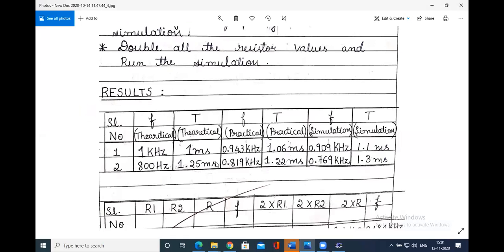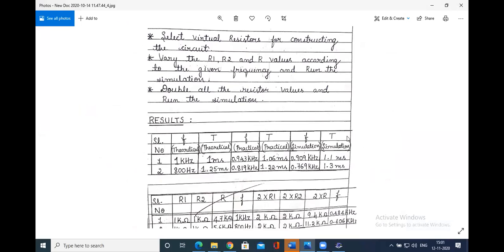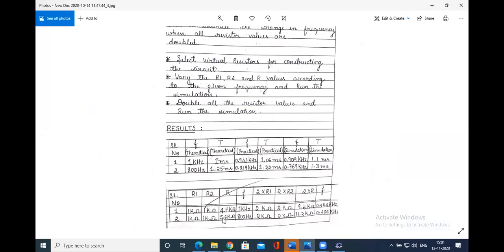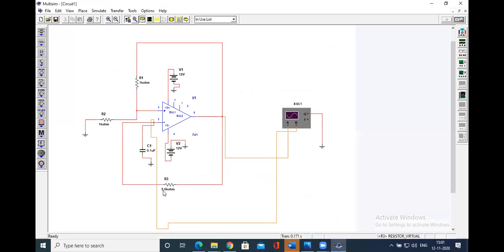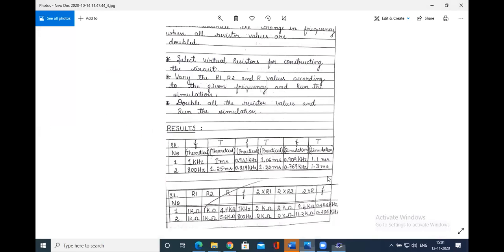Based on that, I calculated the resistor value, right? What was the resistor value? See here, 5.6 kilo ohm. So I inputted 5.6 kilo ohm. Now I'll run the simulation. And what is the answer that you have to get? You have to get the answer as the frequency, you should find 800 kilohertz.